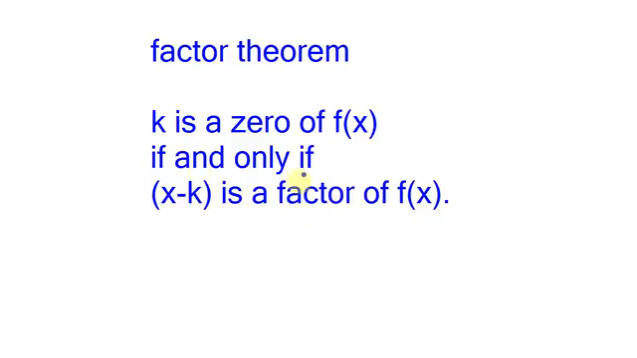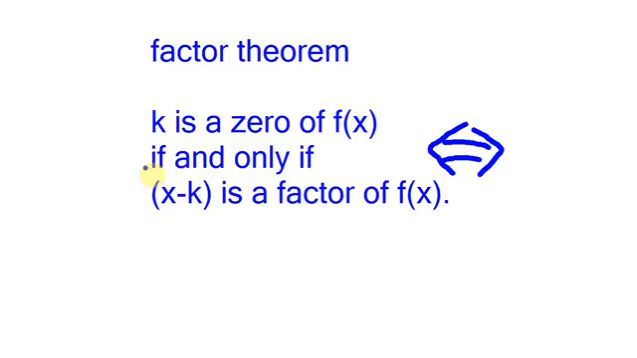And this if and only if means that the direction of our arrows go both ways, as in x minus k is a factor of f of x implies that k is a zero of f of x, and k is a zero of f of x implies that x minus k is a factor of f of x. The implications go both ways. These are equivalent statements when you use an if and only if. Okay, let's look at this in concrete terms.